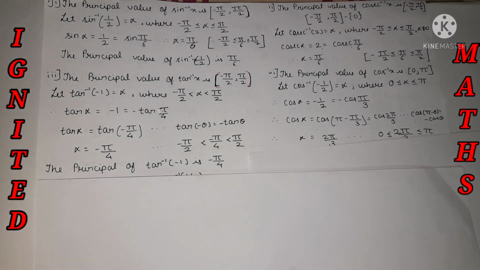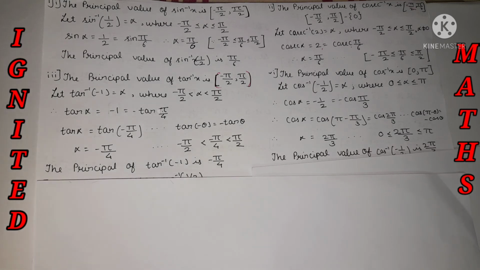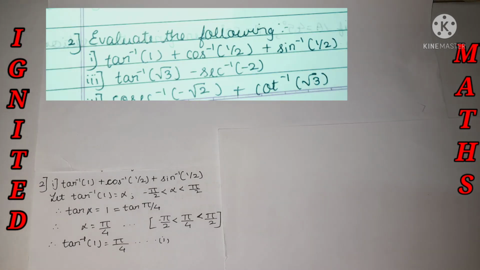So alpha is equal to 2 pi by 3 and it's lying between 0 to 2 pi. So the principal value of the cos inverse of minus 1 by 2 is nothing but 2 pi by 3. For the first main question, we have found the principal value accordingly and denoted it over here. Now the second main question: we need to find the principal solution of each trigonometric function and we need to evaluate it.